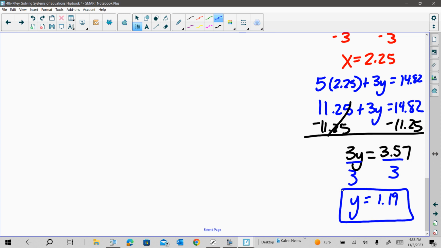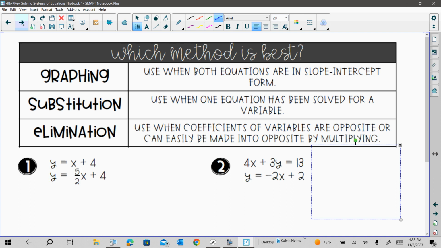All right, so we kind of ran out of room on this one. All right, so our last tab here is now picking the best method. Okay, which method is the best? For graphing, it says graphing would be the best method when both equations are in slope intercept form, meaning it needs to look like y equals mx plus b. Basically you want to have both the variables isolated. That to me is the key. We want both variables isolated so we could graph.